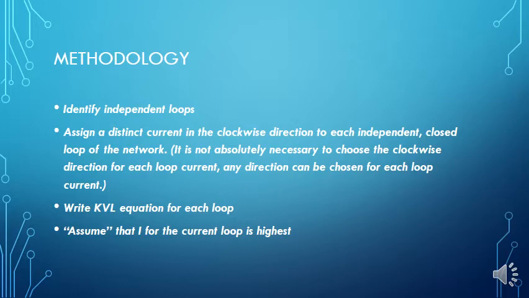After choosing the direction of the current, our next target is to write down the KVL equation for the whole loop. And the basic assumption in this method is that we assume that the current of the loop in which we are writing KVL, Kirchhoff's voltage law, is highest among all the other currents. This is only an assumption in this method.